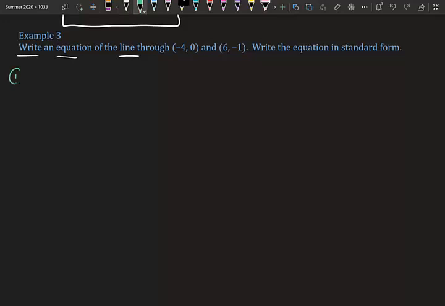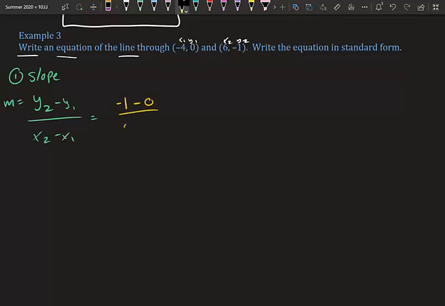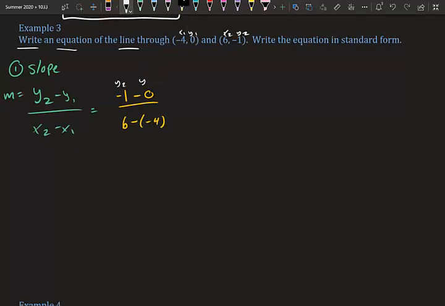So no matter what, our first step is to always find the slope. Sometimes it's given, sometimes it's not. Here we have 2 points. Since we have 2 points, we need to use the slope formula of y2 minus y1 over x2 minus x1. So we have our x1, y1, x2, y2. Let's go ahead and plug it in. So we have negative 1 minus 0 over 6 minus negative 4, because this is our y2, y1, x2, x1. And remember, we're getting them from the points up here.